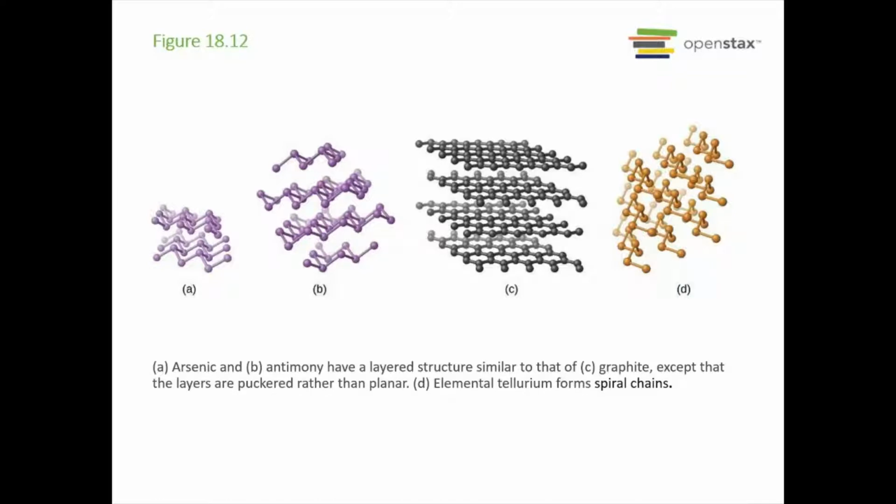So here is some pictures of some of these structures. Arsenic is in A, so you can see those puckered sheets with the shape. And antimony is kind of similar, so they have these layered sheets that are just kind of attracted to each other, but they're not actually bonded together. And then graphite is in C, so you can see the similarities, except graphite isn't puckered, it's planar. And then tellurium has these spiral chains that you can see in D.